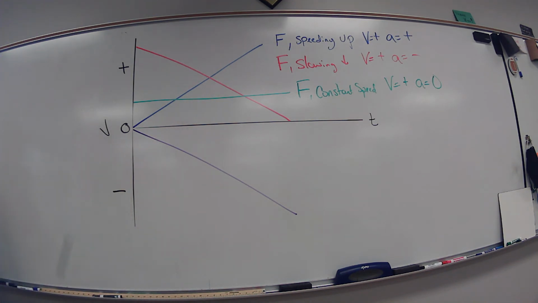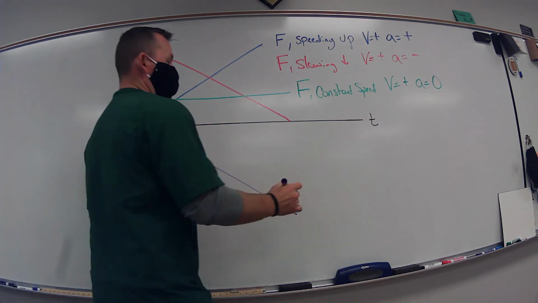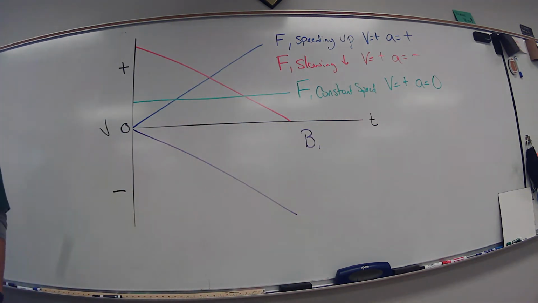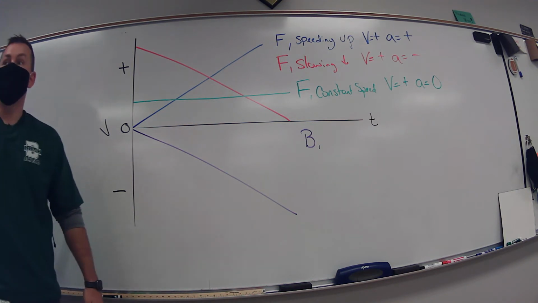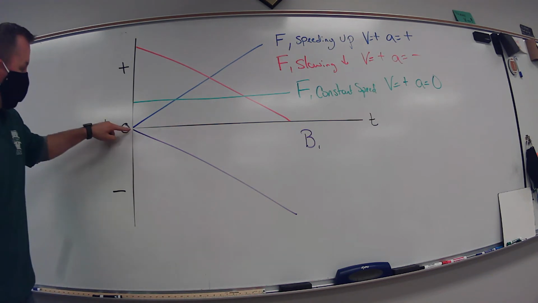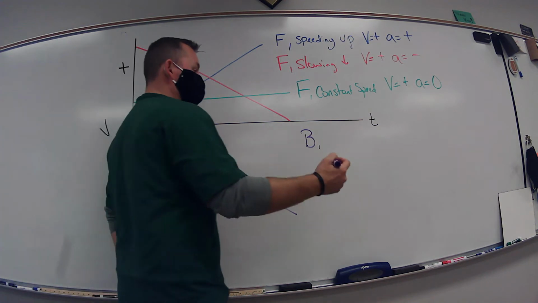Is it positive or negative? Negative. It's negative. So which direction is it going? Backwards. Going backwards. Now my question is, speeding up or slowing down? How do I know that? Oh, it's going where? Since this line is going away from the 0, I know that it is speeding up.